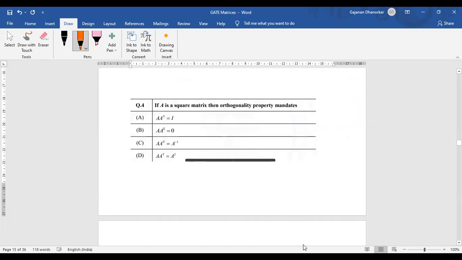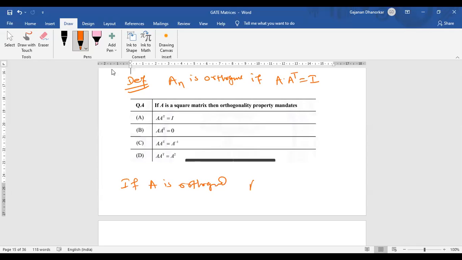Okay, orthogonal matrix. I would like to give a definition of orthogonal matrix. A square matrix is orthogonal if A into A transpose equal to identity. Now remember, if matrix A is orthogonal, then A transpose equal to A inverse. Now which one is the option here?